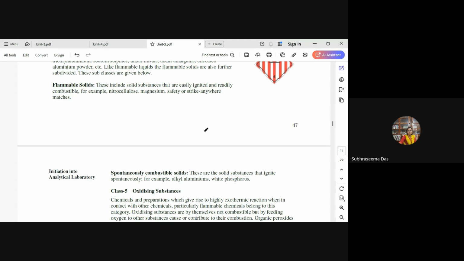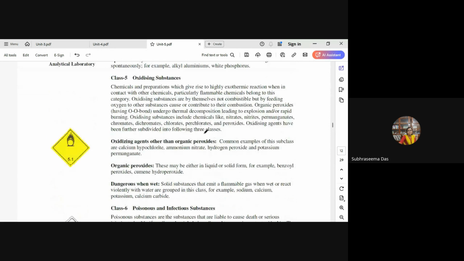Then we have spontaneously combustible solids, that is, solids that ignite spontaneously, like for example white phosphorus and alkyl aluminiums. Class 5 of hazardous chemicals is oxidizing substances. The oxidizing substances have been divided into the following three classes: oxidizing agents other than organic peroxides, such as calcium hypochlorite and ammonium nitrate. The second class is the organic peroxides, such as benzoyl peroxide, cumene hydroperoxide, etc.